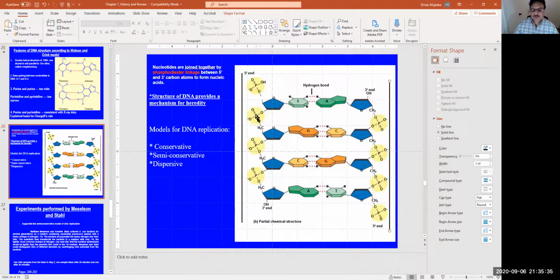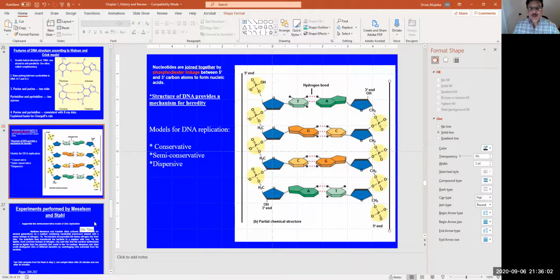The phosphodiester bond connects two adjacent sugars through bonding with the 3rd carbon atom and the 5th carbon atom. Carbon number 1 forms bonding with the nitrogenous bases, and two nitrogenous bases form hydrogen bonds. And who discovered these hydrogen bonds? It was Rosalind Franklin. What was the technique she used? X-ray crystallography, right?